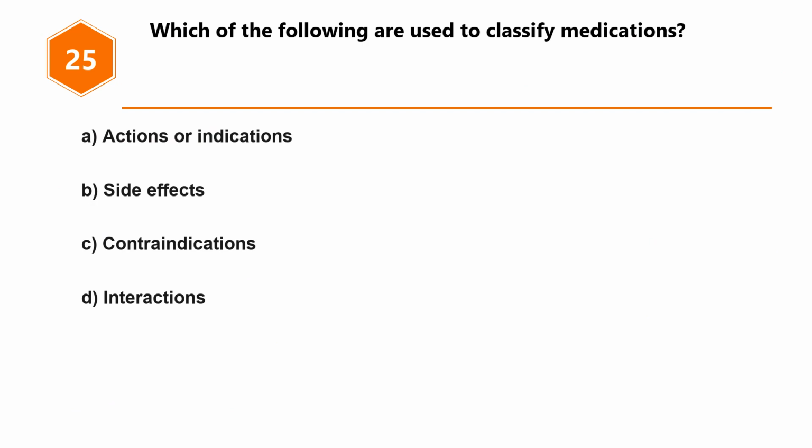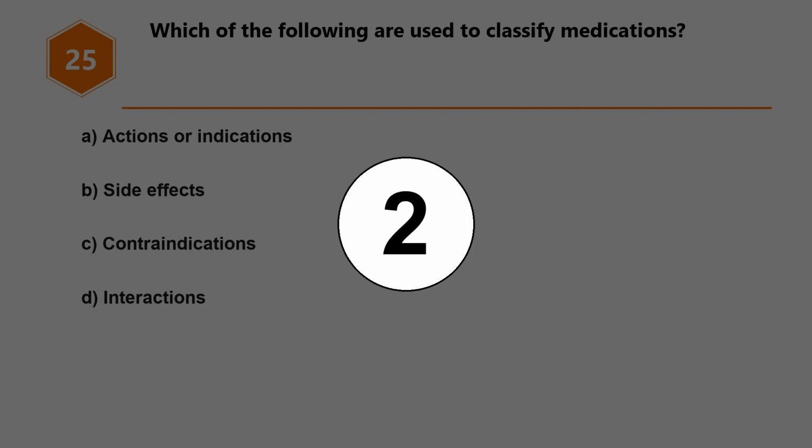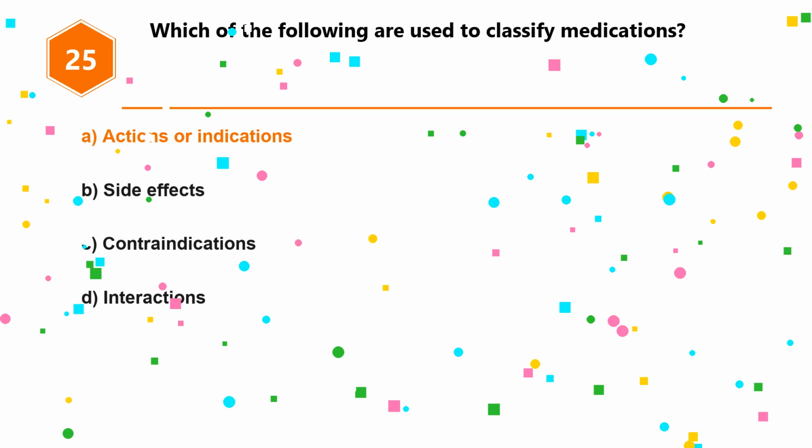Question 25. Which of the following are used to classify medications? Option A. Actions or indications. Option B. Side effects. Option C. Contraindications. Option D. Interactions. The correct answer is option A, actions or indications.